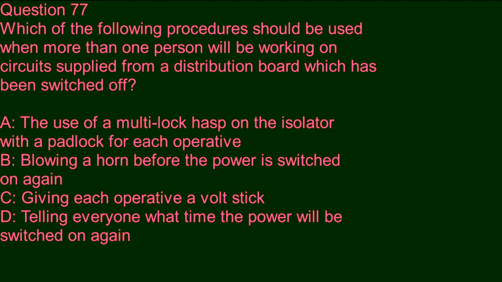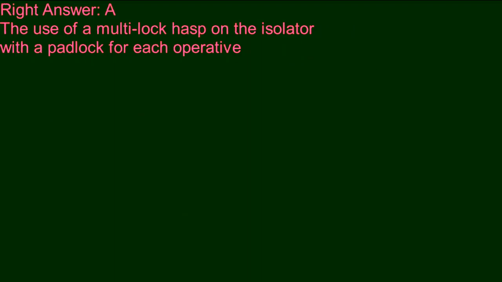Question 77. Which of the following procedures should be used when more than one person will be working on circuits supplied from a distribution board which has been switched off? A. The use of a multi-lock hasp on the isolator with a padlock for each operative. B. Blowing a horn before the power is switched on again. C. Giving each operative a volt stick. D. Telling everyone what time the power will be switched on again. Right answer, A. The use of a multi-lock hasp on the isolator with a padlock for each operative.